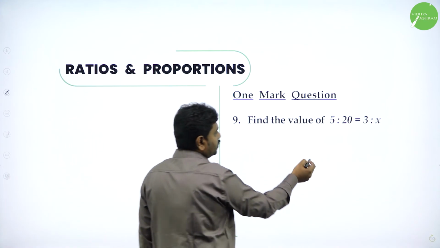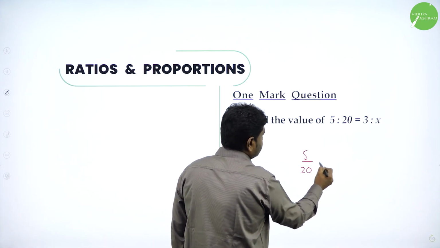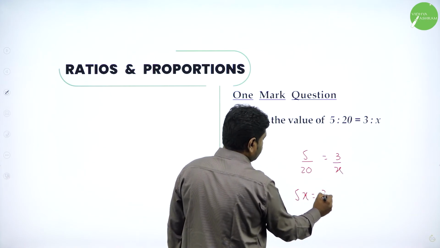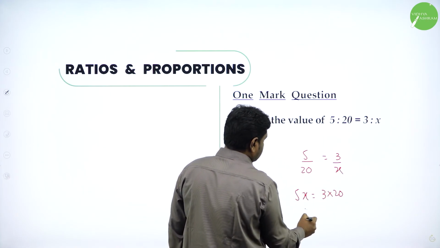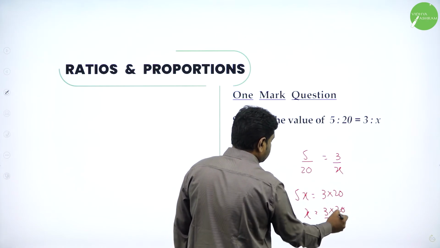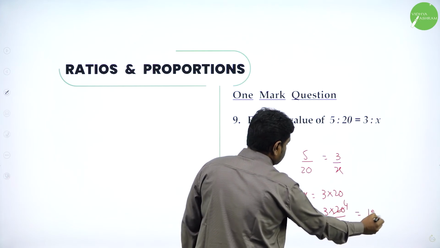So just let me write: 5 is to 20 means 5 by 20, 3 is to x means 3 by x. Cross multiply, you'll get 5x is equal to 3 into 20. And x is equal to what? 3 into 20 by 5. 5 1s are 5, 5 4s are 20, so 12. So x is equal to 12.